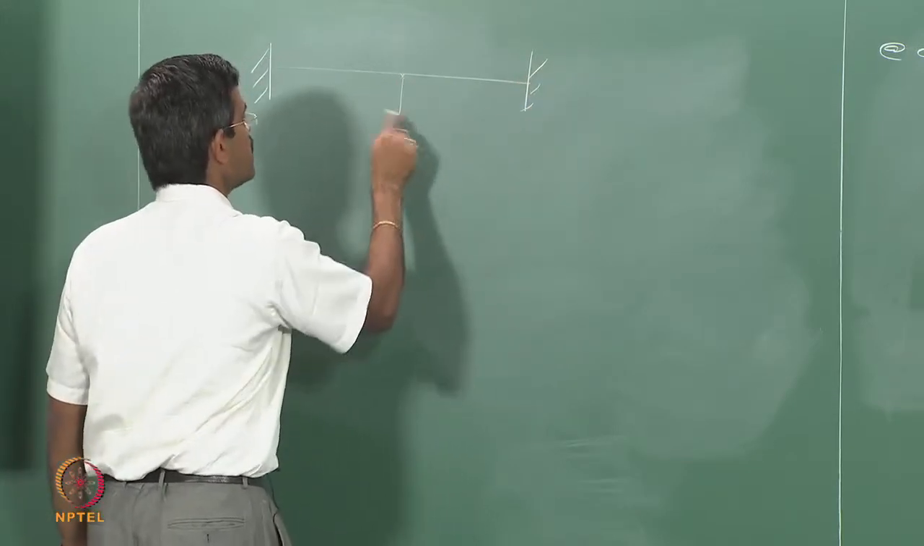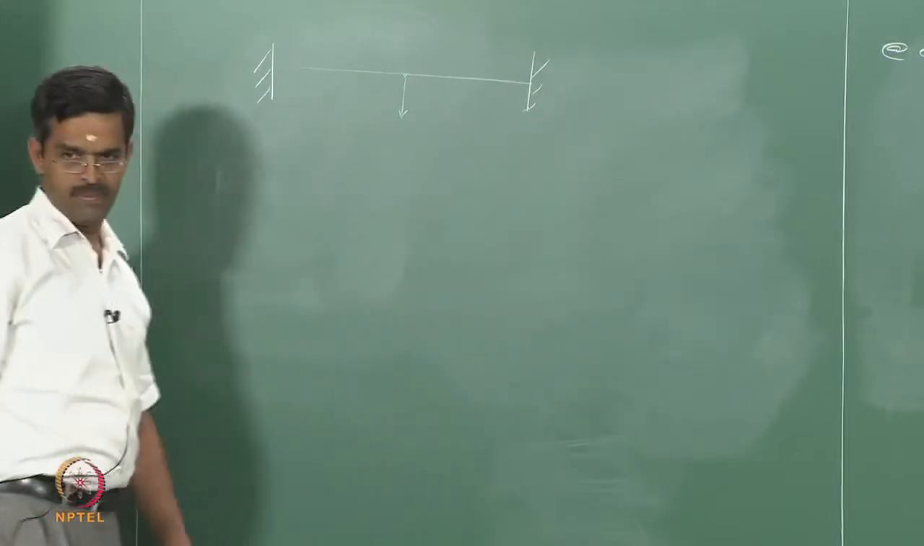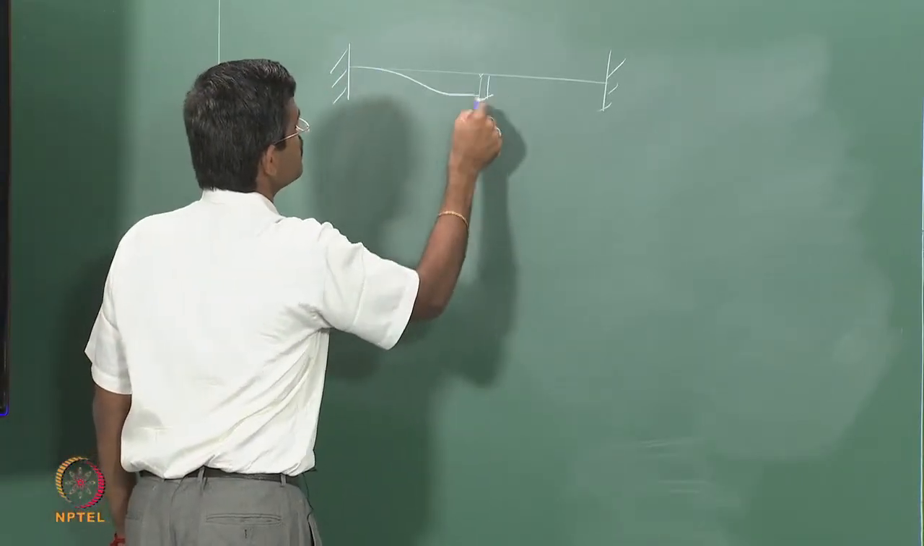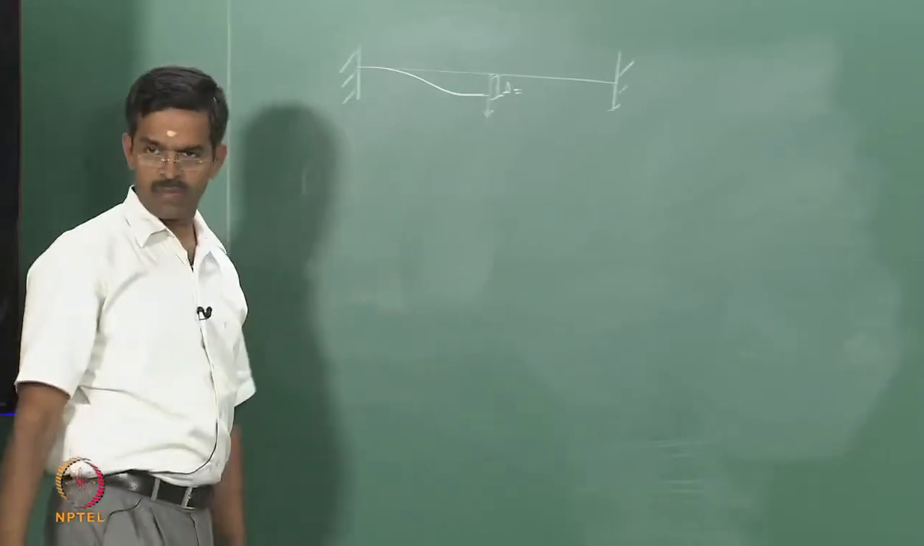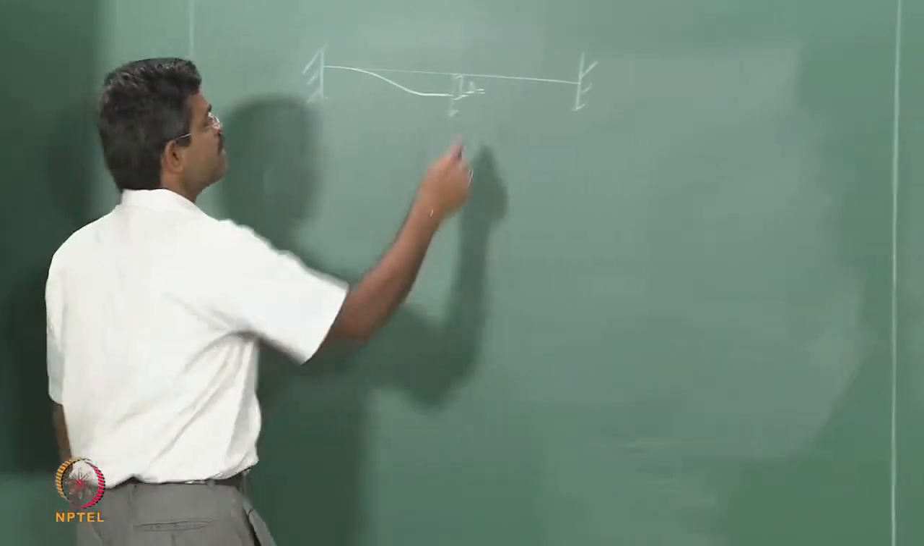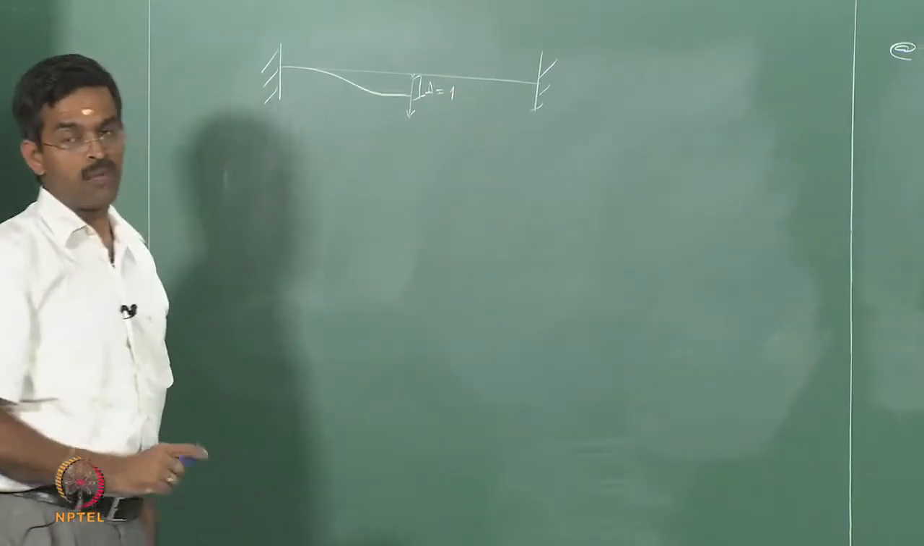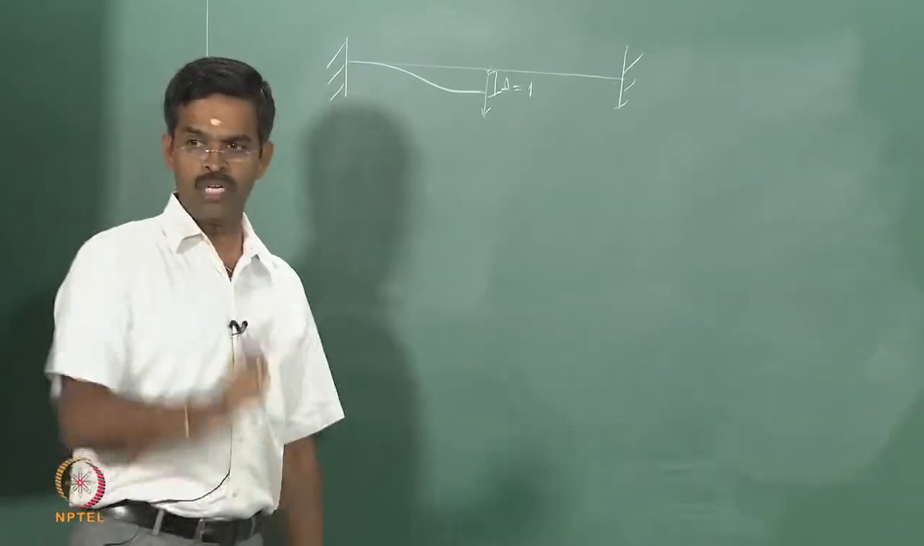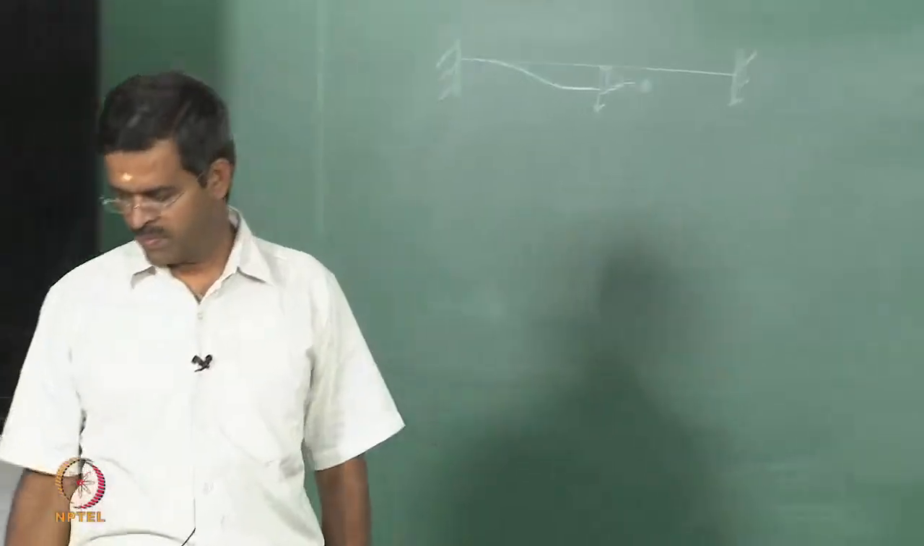I am applying a deflection at the center, which is delta. I am saying delta should be 1. Why? I am not interested in force, I am interested in stiffness. Stiffness is force for unit deflection. So I say delta is 1.